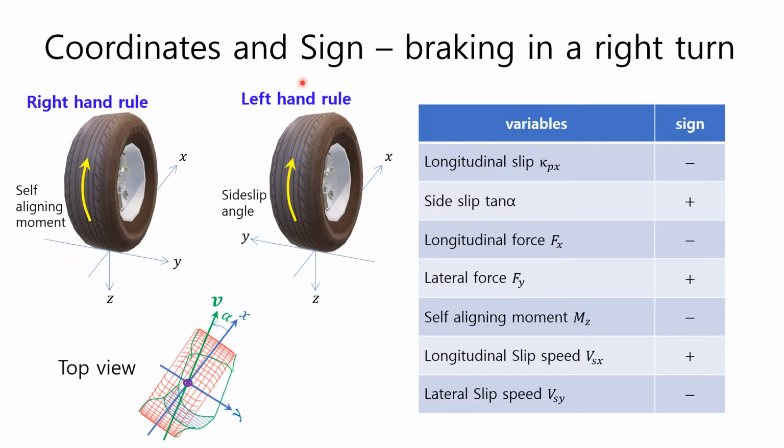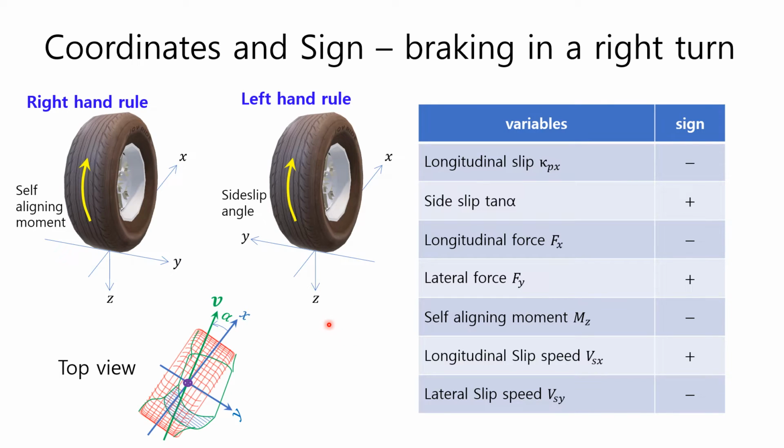Let's confirm the coordinates and the sign convention for each individual physical term. The SAE coordinate system in this figure will be used. Since tangent alpha used in both side slip and combined slip is an absolute value, it is necessary to understand the sign convention for the side slip angle, lateral force, and the self-aligning moment when interpreting the calculation results.